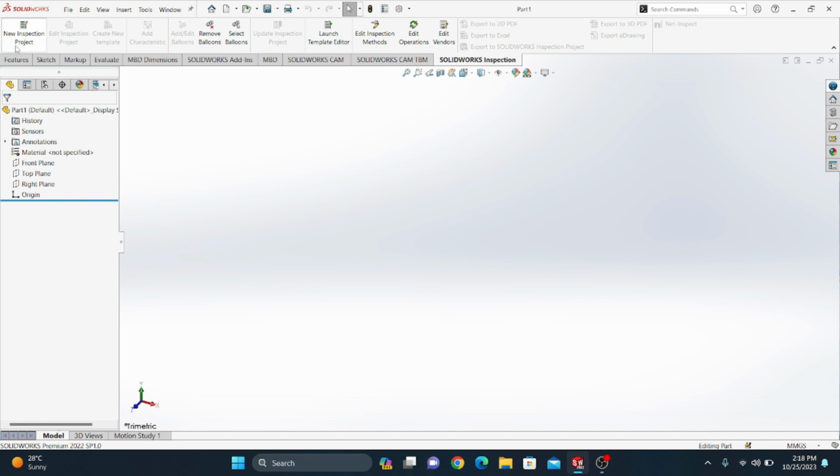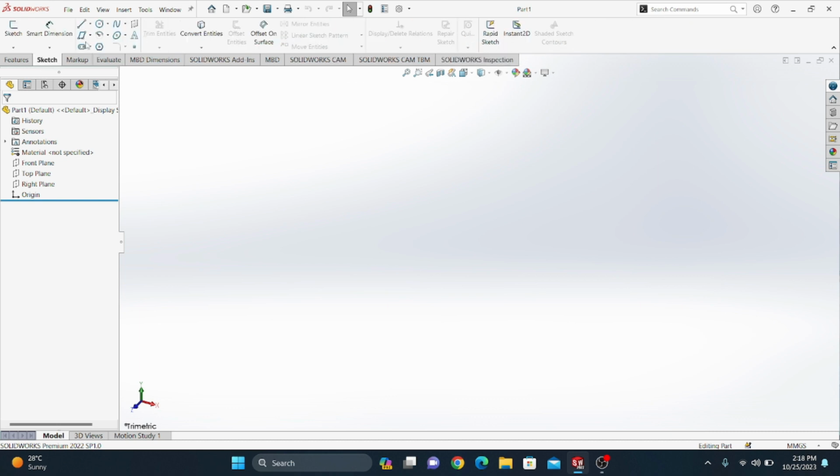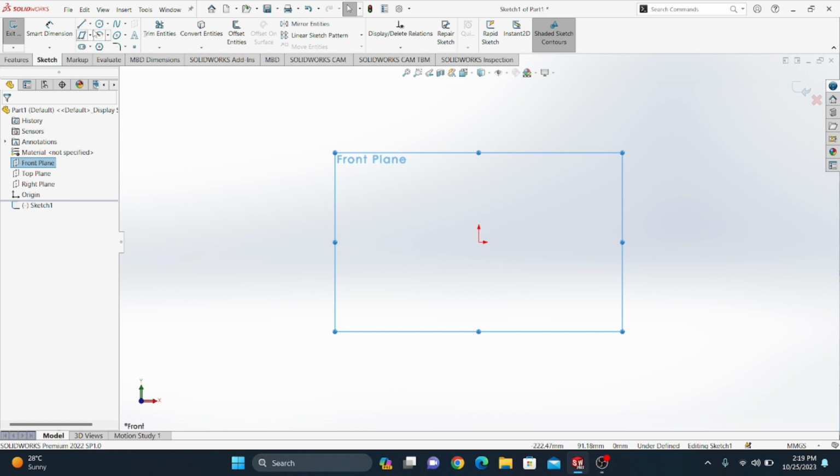So today we'll be learning the rectangle command. I'll choose one of the planes. I'm selecting the front plane. We have plenty of options in the rectangle tools. First we'll look at the corner rectangle.